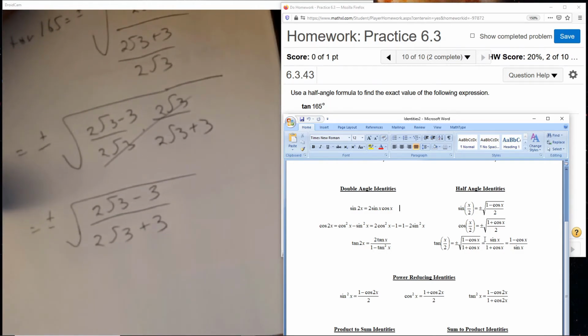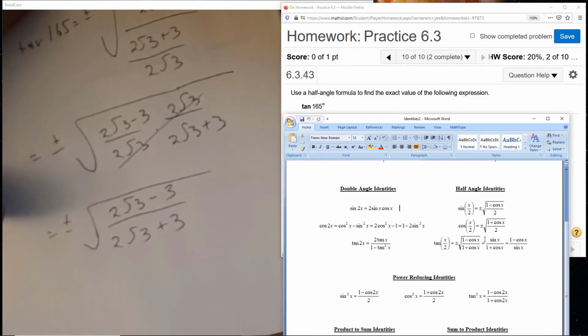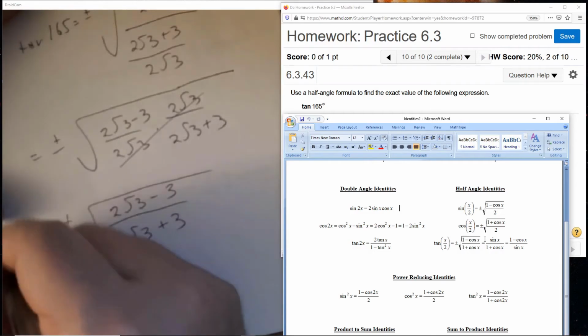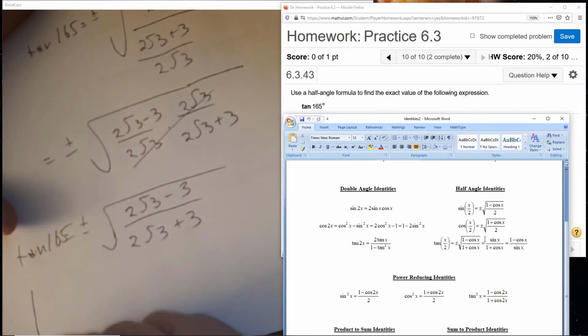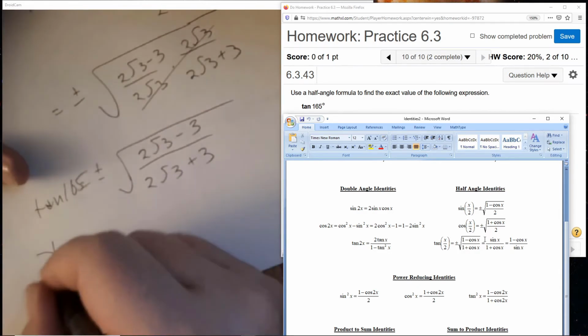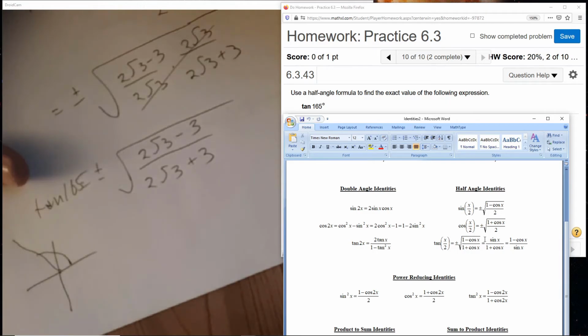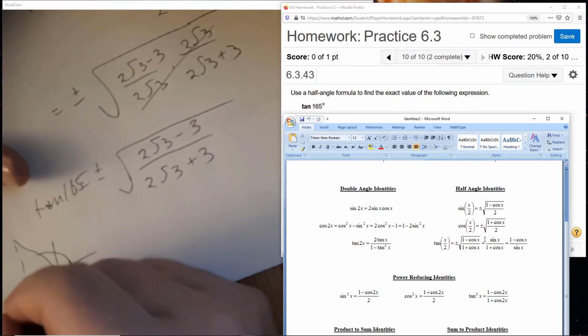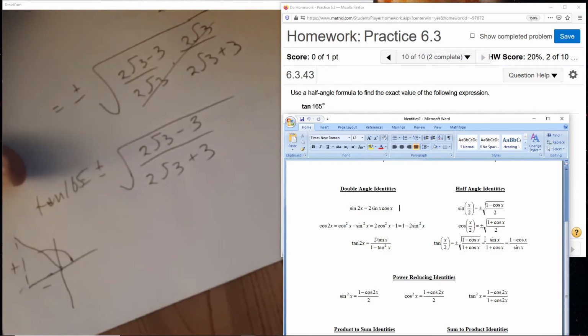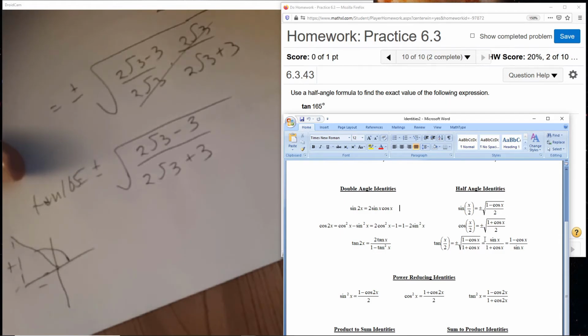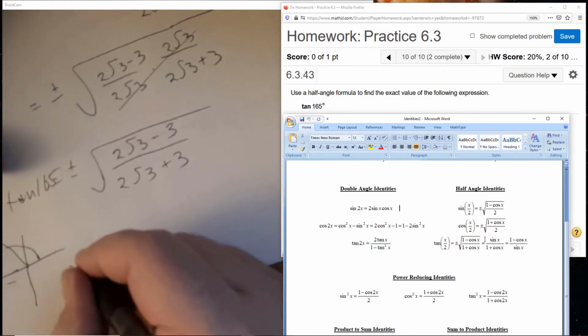And then tangent of 165. That is second quadrant. In the second quadrant, y is positive, but x is negative, which means tangent is negative. So we choose the negative answer.